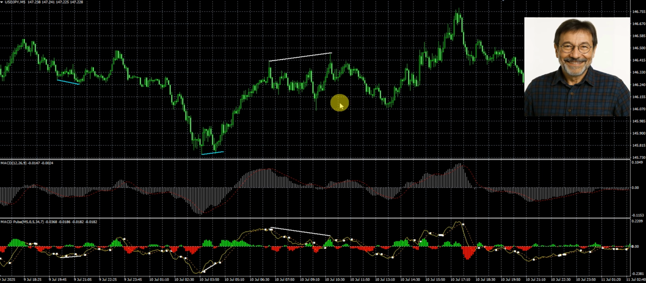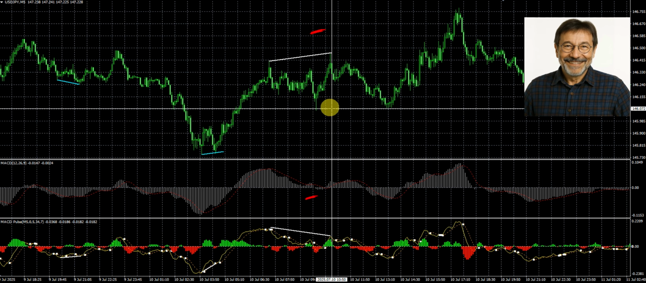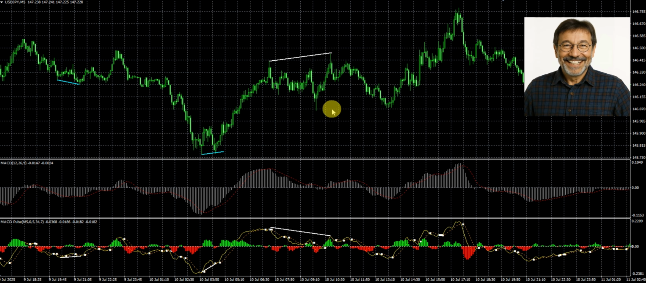Example 3. Bearish divergence. Price hits a new high. Everything seems bullish, but MACD doesn't confirm it. It's lower than before. This means buyers are getting tired, like someone pushing a door that's barely moving. A reversal down often follows.